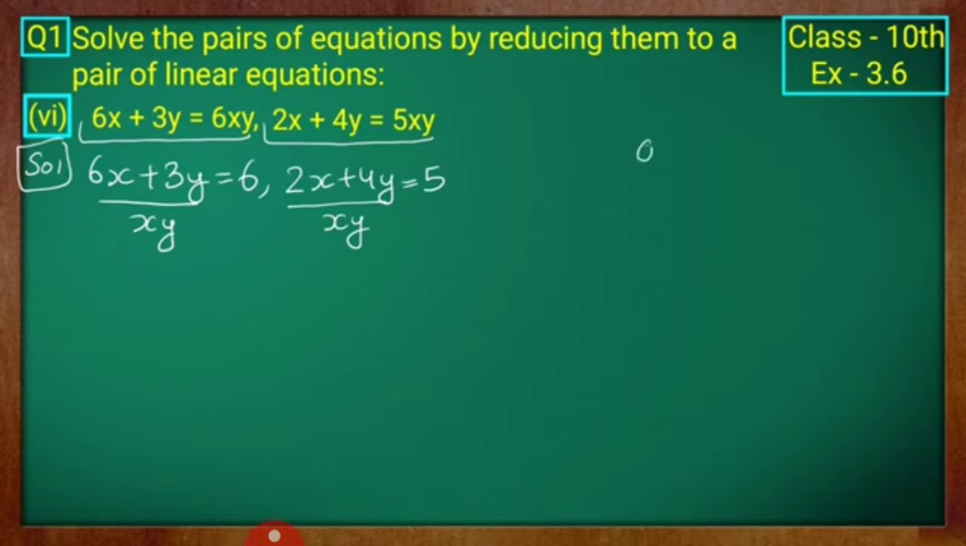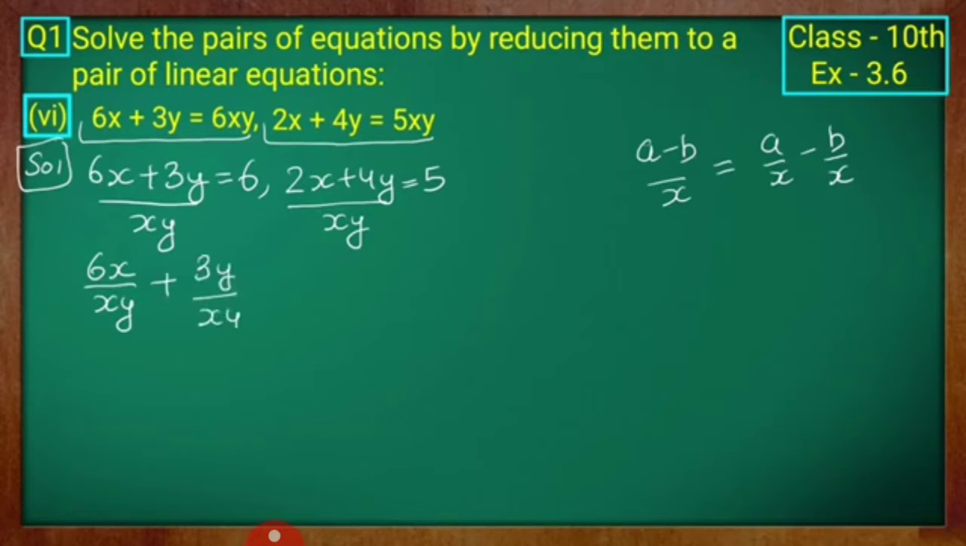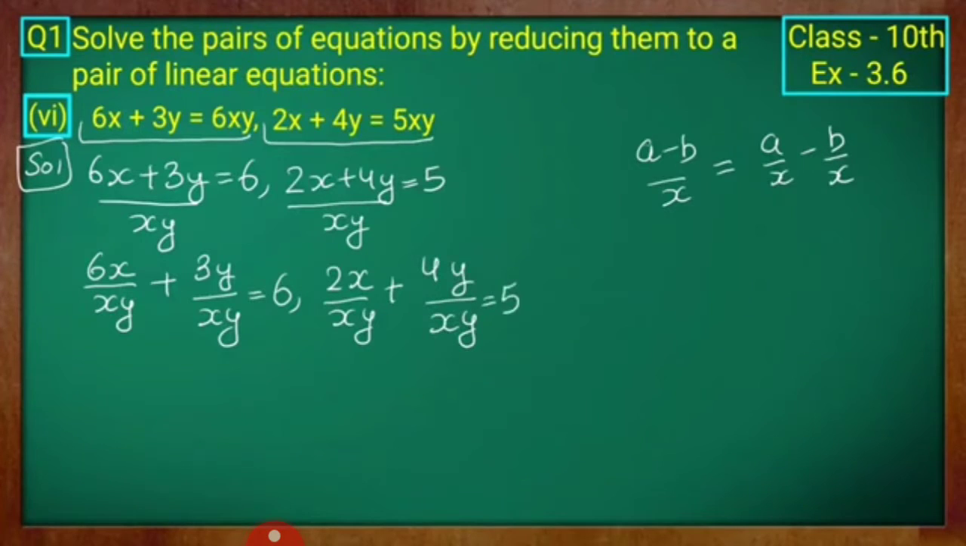Now this question is the same as the fifth part only. Now you can see alongside of this question, a minus b upon x can be written a upon x minus b upon x. Here also 6x upon xy plus 3y upon xy is equal to 6. And in the other equation also, 2x upon xy plus 4y upon xy is equal to 5.